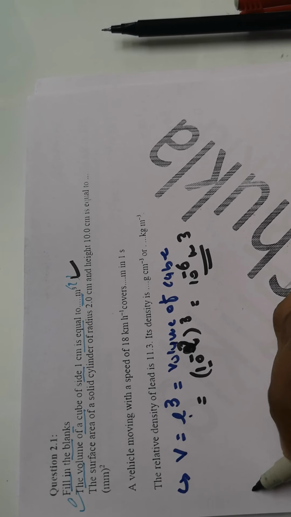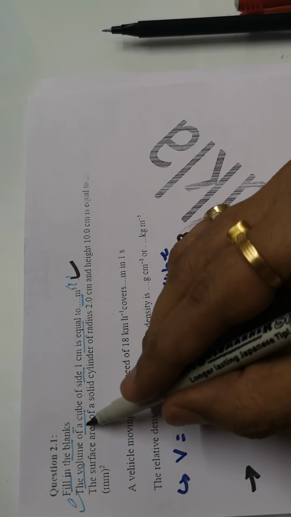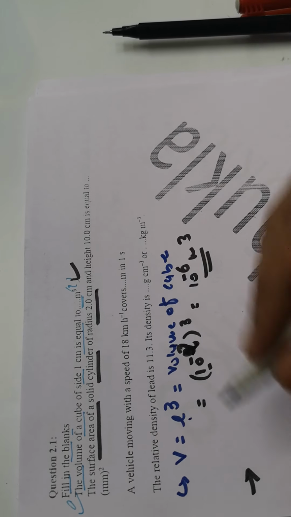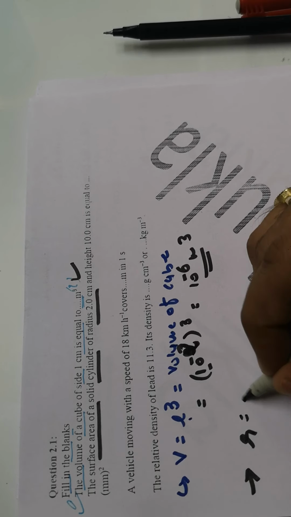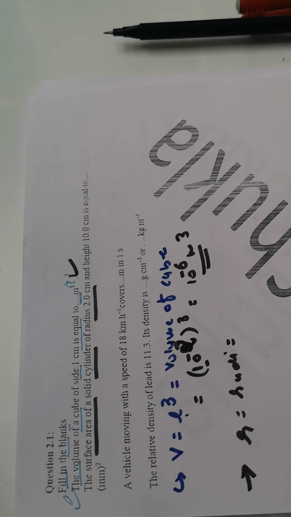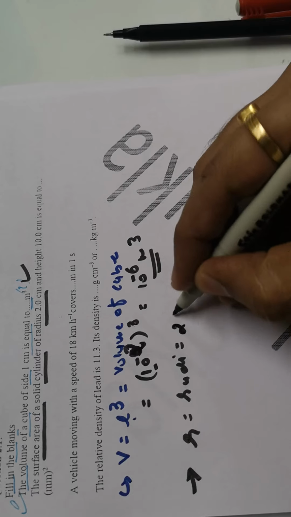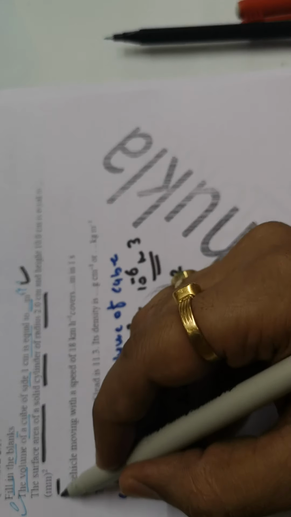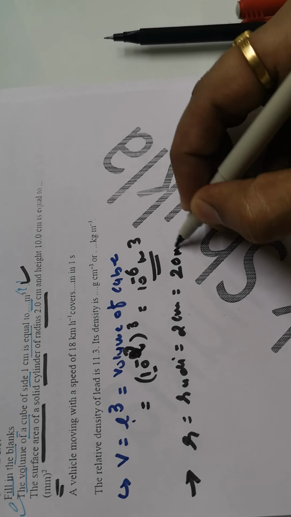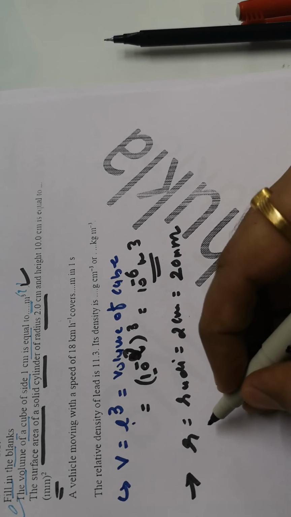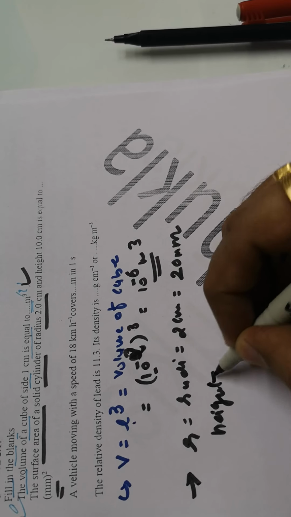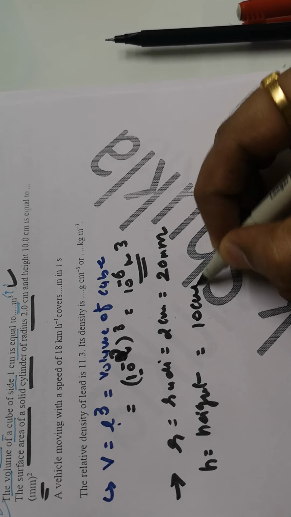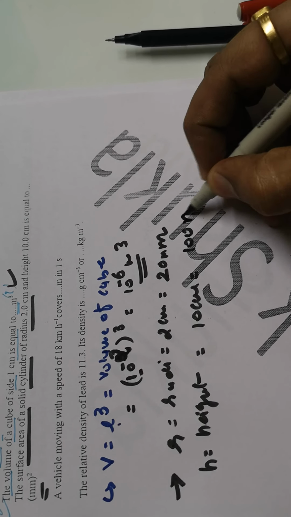After that I have the surface area of a solid cylinder of radius r. The radius is given to me as 2 centimeter. First of all I want my answer in terms of millimeters, so that would be 20 millimeters, and my height, a small h, is again given in centimeters, so I am just putting 100 millimeter.